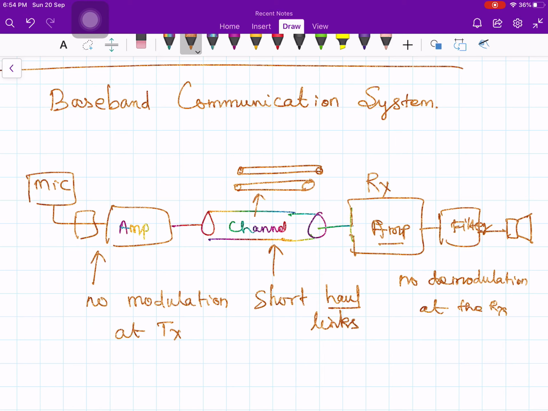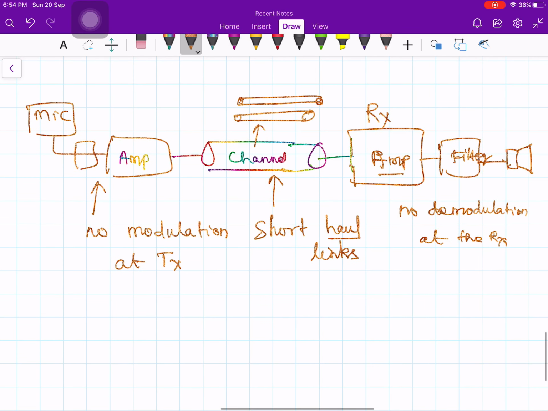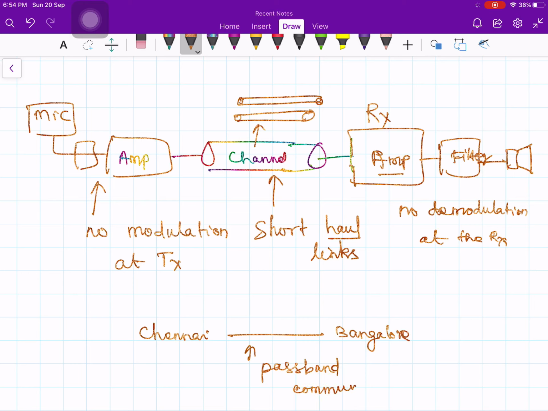So if you want to transmit over a longer distance, typically multiple signals have to be transmitted, and in that case we need modulation. For example, if you want to transmit from Chennai to Bangalore, then you cannot use a single pair of wire for each user, so that is quite expensive. In that case you go for modulation. Here we use passband communication for longer distance, and this one is, let's say, around 350 kilometers, and this one is called long haul communication.